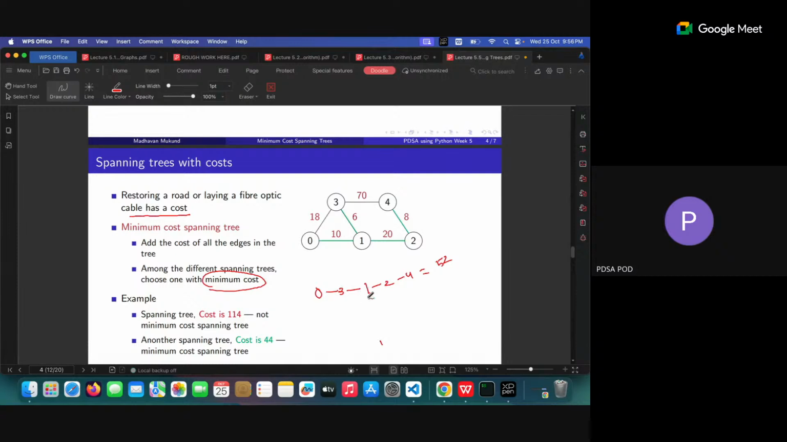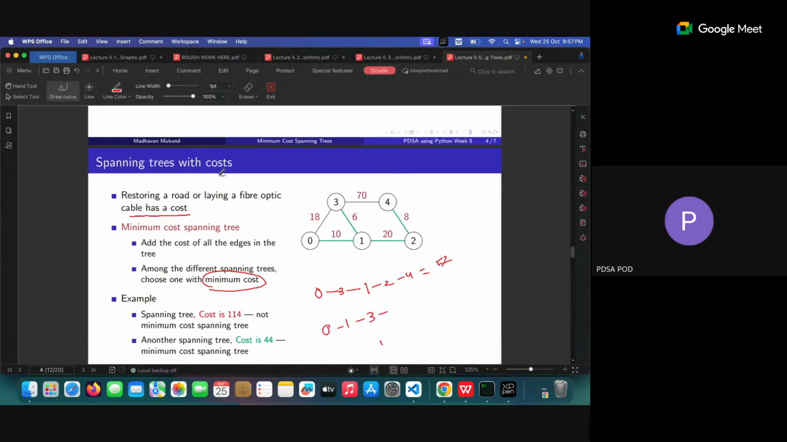Another spanning tree is there also. You can have something like this. There is one more spanning tree which is not the minimum one. Of course, we traced one of the minimum. But out of all these, the minimum one is this: 0 to 1, and 1 to 3, and 1 to, sorry.